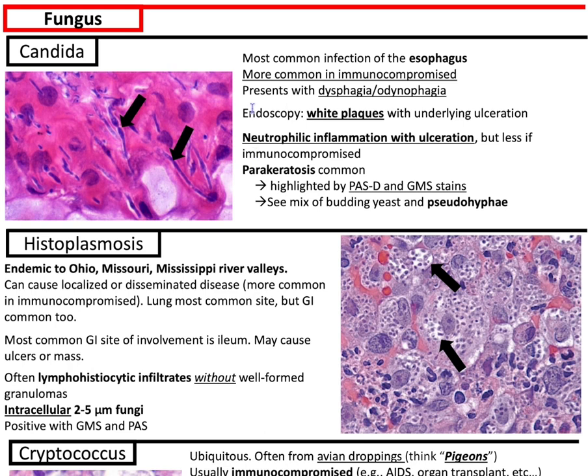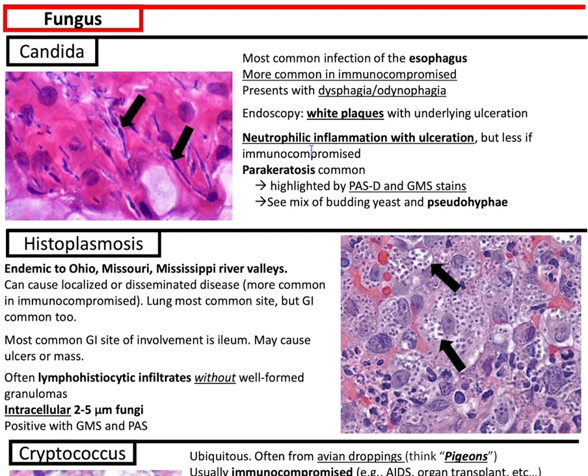Fungus, Candida. It's the most common infection of the esophagus. It's more common in immunocompromised patients, and it presents with dysphagia or odynophagia, and endoscopically it looks like white plaques with underlying ulcerations. Remember, your white plaque differential includes Candida, granular cell tumor, and glycogenic acanthosis.